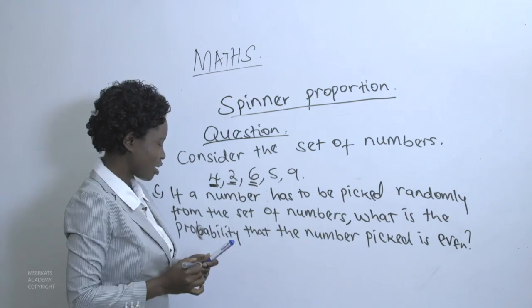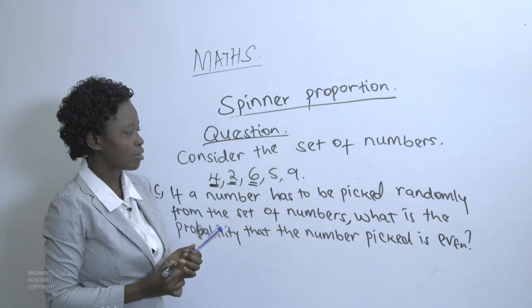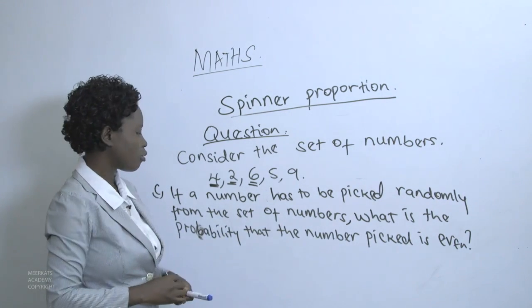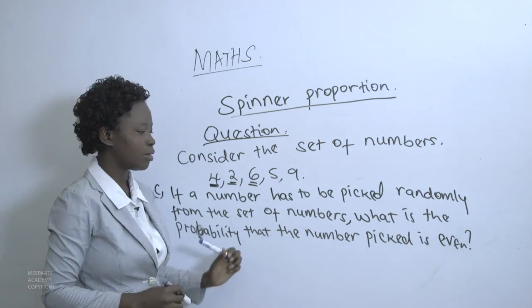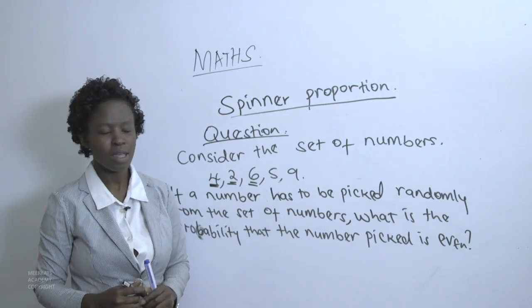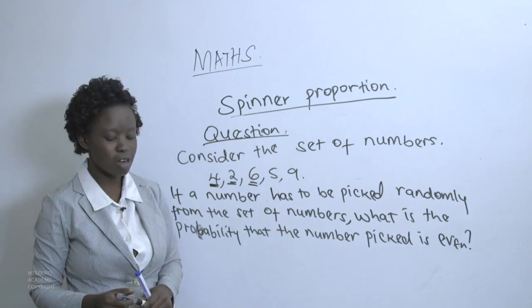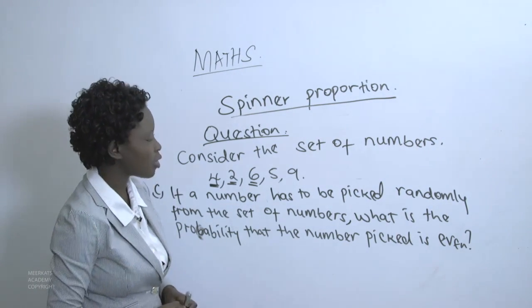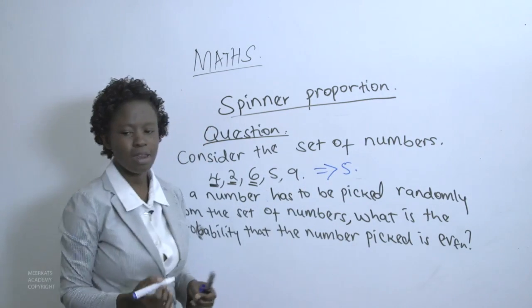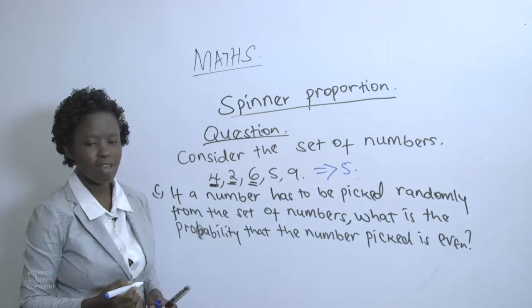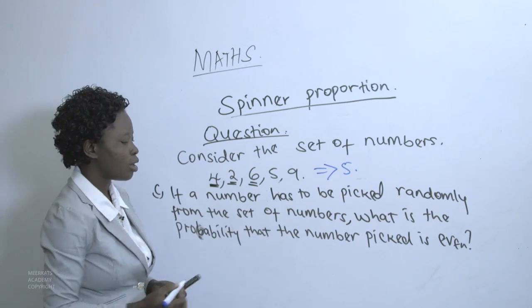so the question we are having, if a number is picked randomly from the set of numbers that are here, what is the probability that the number picked is even? So we've already looked at the total numbers that we have in this set. We have a total of 5 numbers. Then the number of even numbers we had were 3.